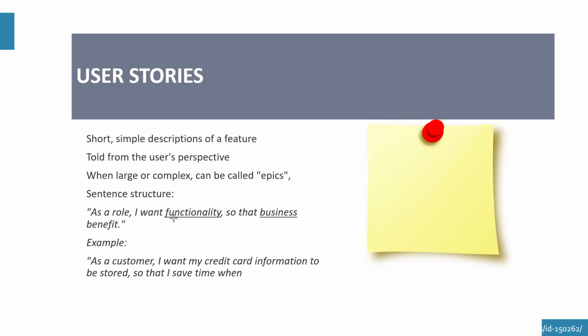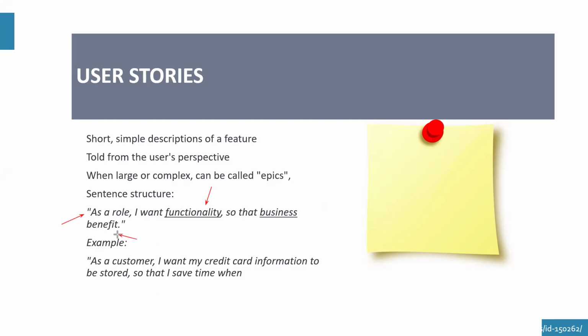So anytime you're creating a user story for anything, you first of all talk about the stakeholder that is going to benefit from that functionality. So as a role, as a customer, as an administrator, I want functionality so that I can have a benefit, business benefit. That's the structure of a user story.